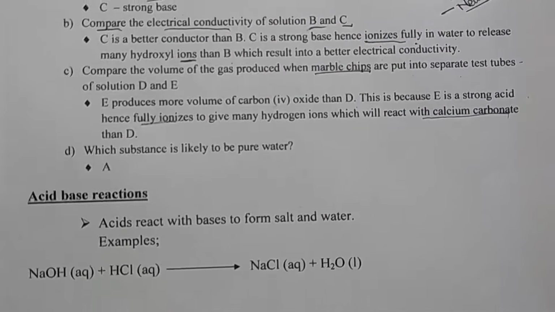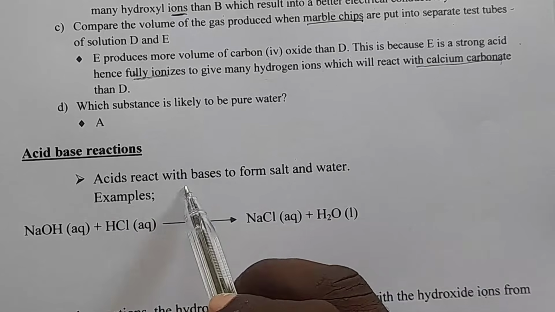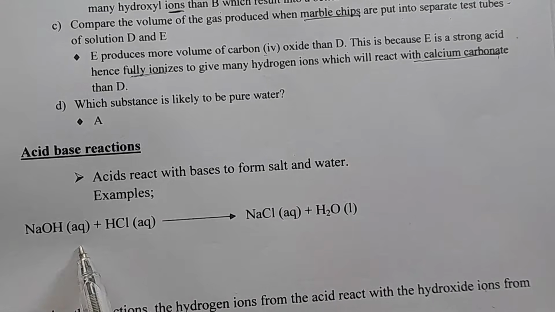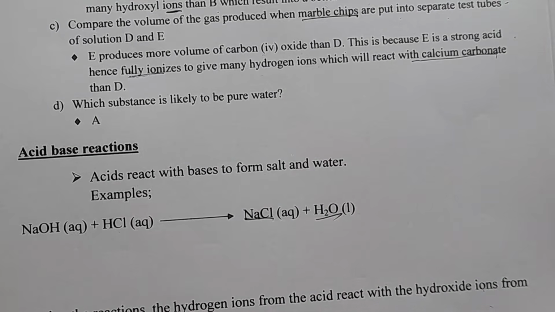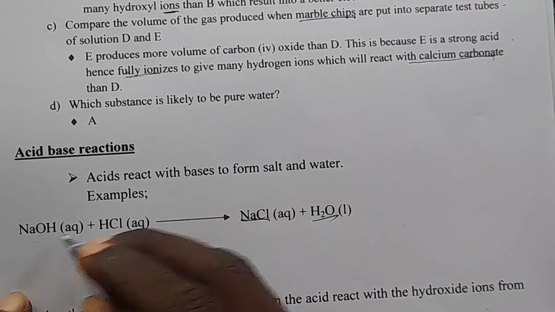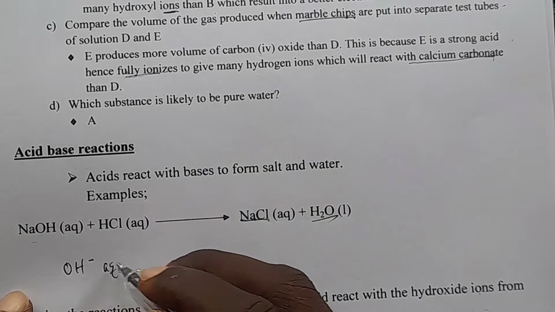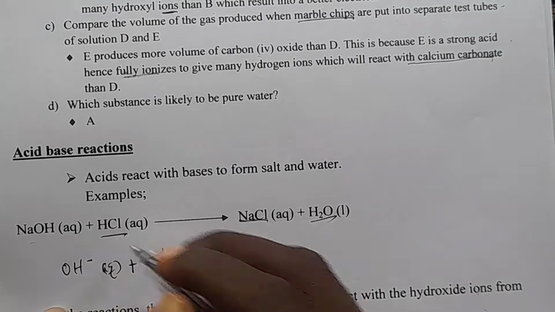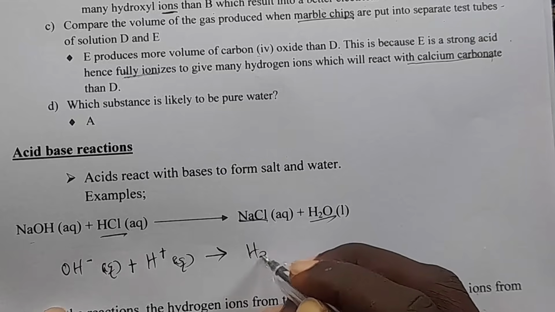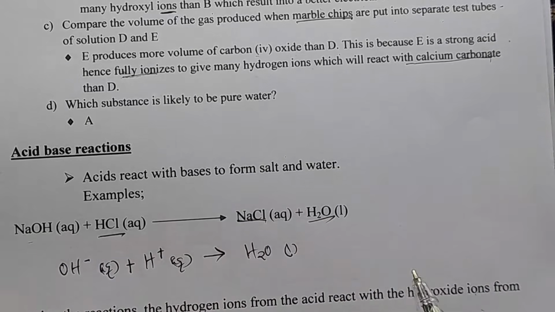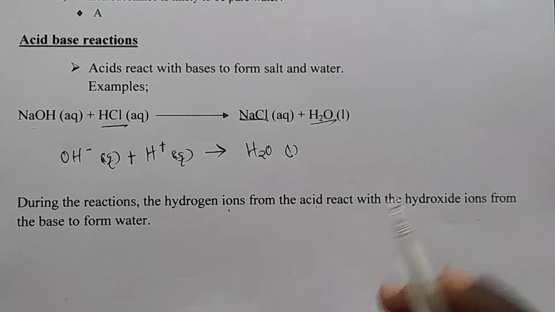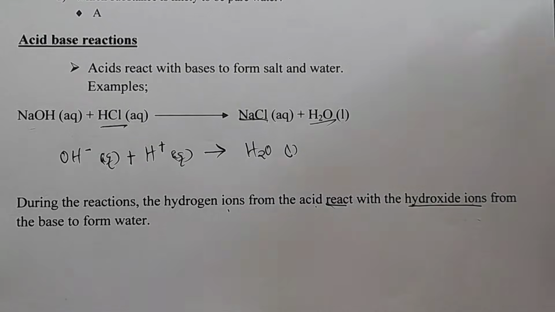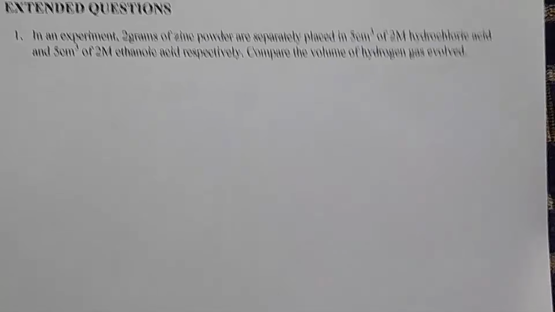So next, let's go to acid-base reaction. So acids react with bases to form salt and water. For example, if you're having sodium hydroxide, it will react with hydrochloric acid to form sodium chloride and also water. This is a neutralization reaction. So what will happen here? That means sodium hydroxide has hydroxyl ions in solution, which will react with hydrogen ions from the acid to give you water. So this is the ionic equation that will take place. So we are told during reactions, the hydrogen ion from the acid reacts with the hydroxyl ion from the base to form water.